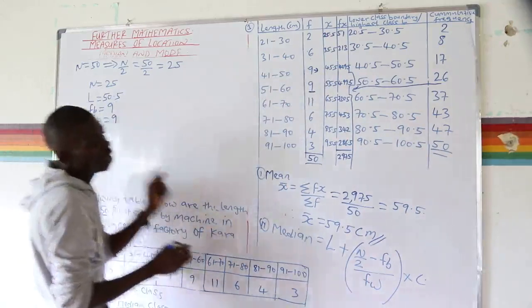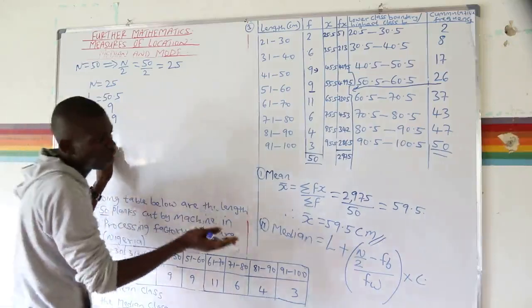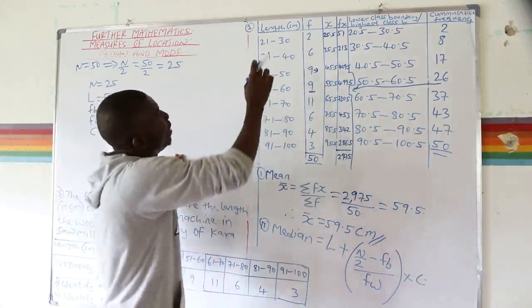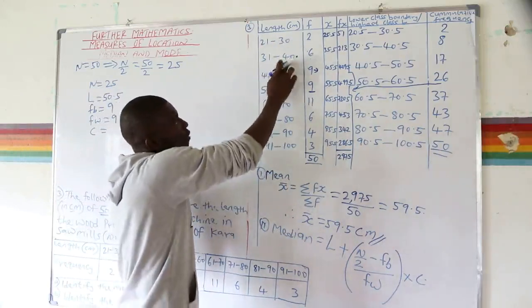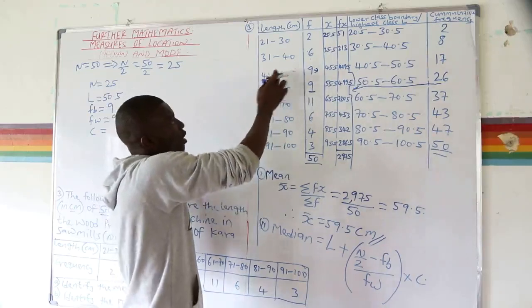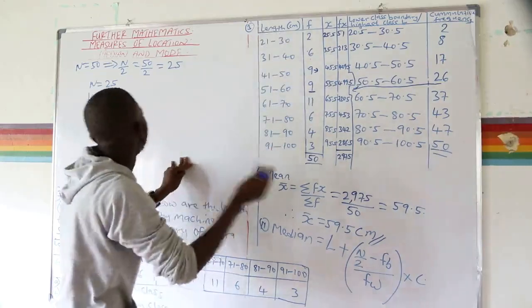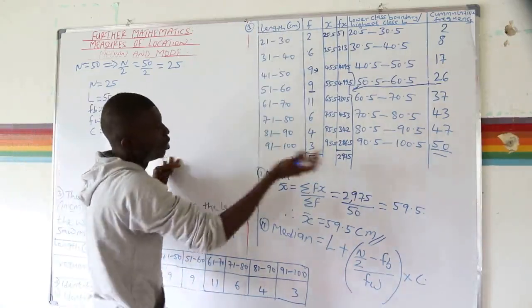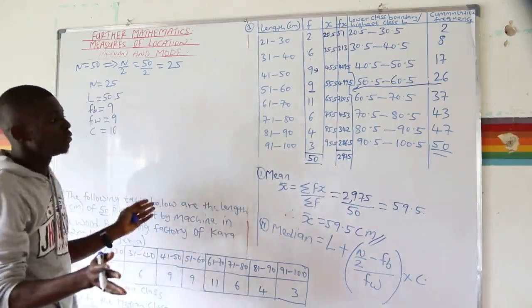Now the last one is C. And we call our C the class interval of the class. What is the interval between 21 and 30? What is the interval between 31 and 40? What is the interval between 41 and 50? So our interval between all these ranges is 10. The interval between 21 to 30 is 10. Also the interval between 91 to 100 is 10. So we have finished our work.